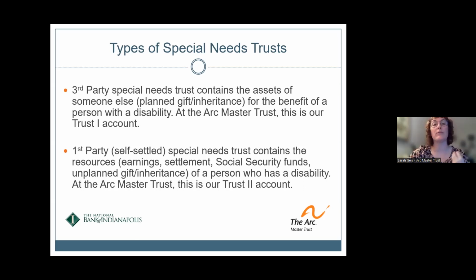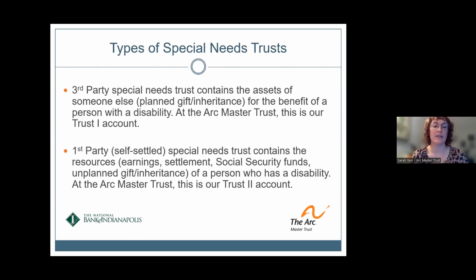It is incredibly important that the assets that are going into the trusts go into the appropriate ones. This is incredibly important, and I'll talk about one of the reasons why in another slide, but third-party assets cannot go into a first-party trust, and vice versa. First-party assets cannot go into a third-party trust.